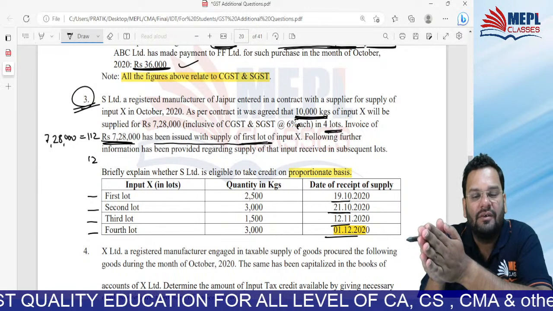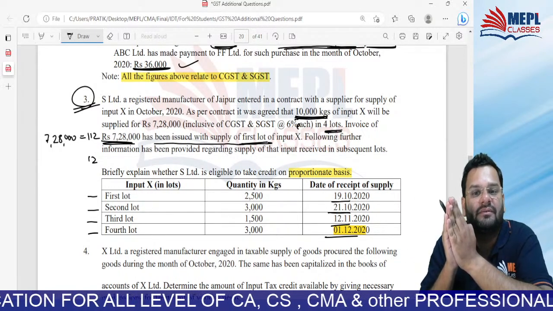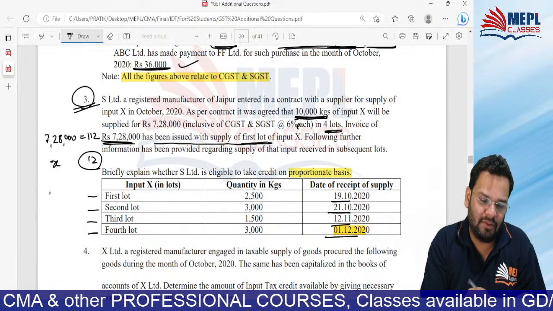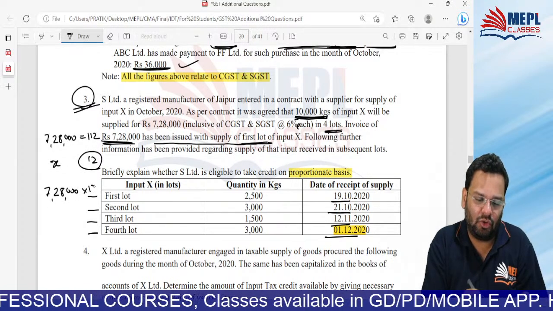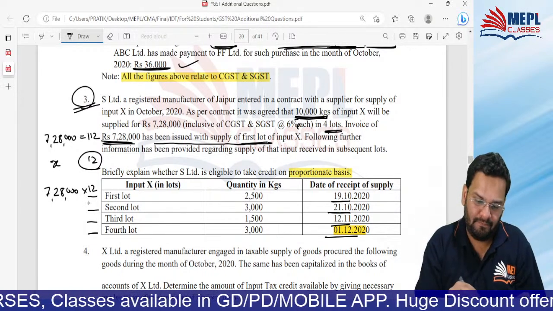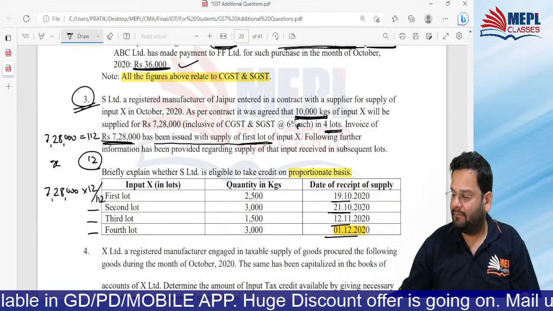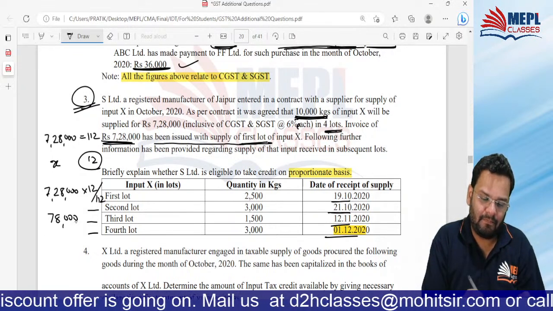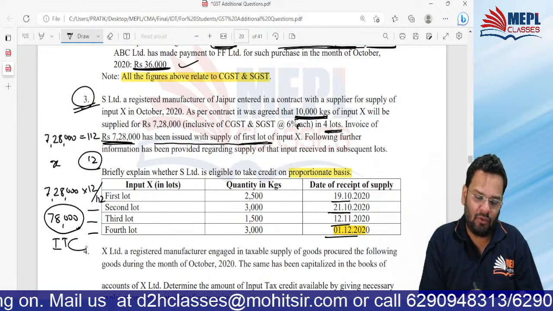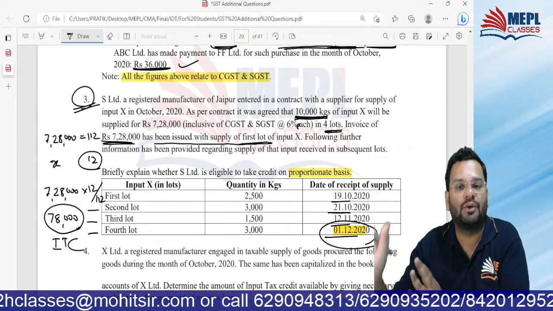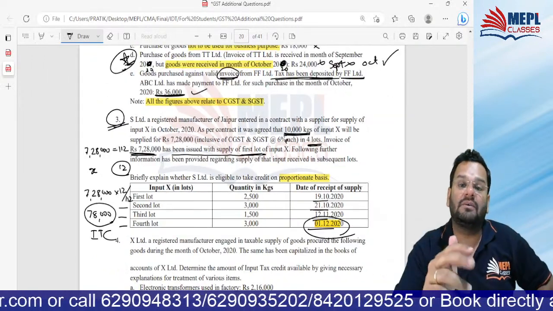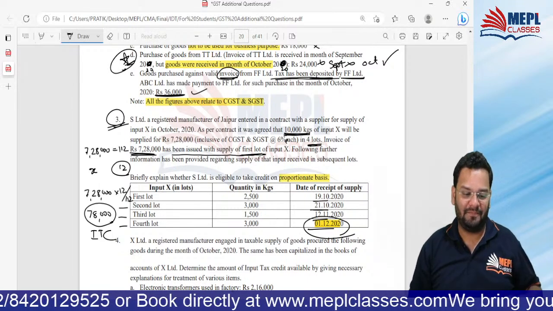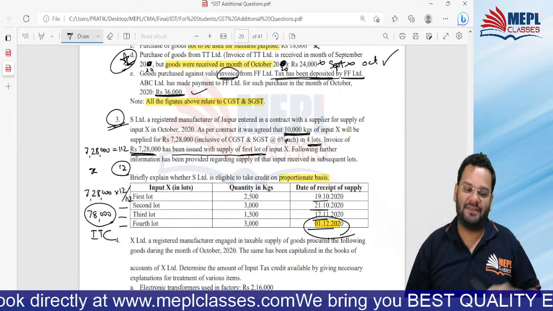7,28,000 includes that 12% GST also. So how much is the GST? GST will be 728 into 12 by 112. How much are you getting? Are you getting 78,000 rupees? Yes. So this 78,000 ITC can be claimed on 4th December 2020. It is according to the proviso to section 16 subsection 2.